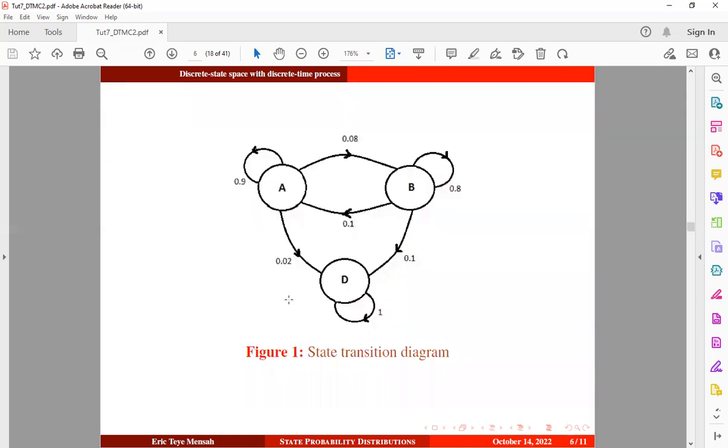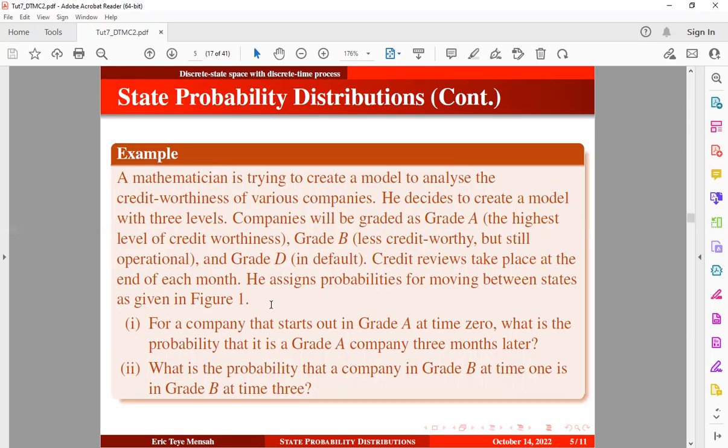So this is going to be the state transition diagram for the problem at hand. We want to find, for a company that starts out in grade A at time 0, what is the probability that it is a grade A company 3 months later?